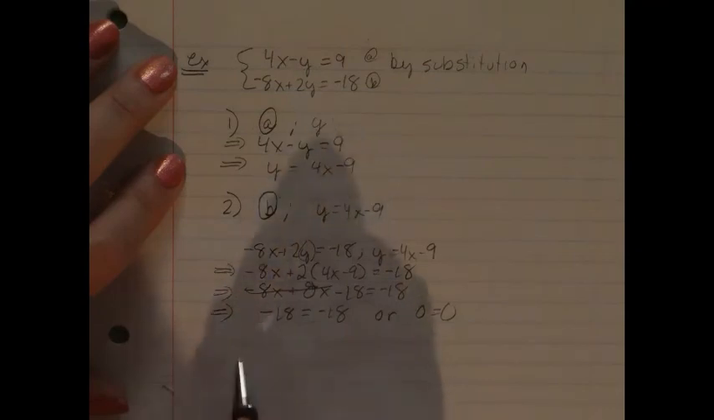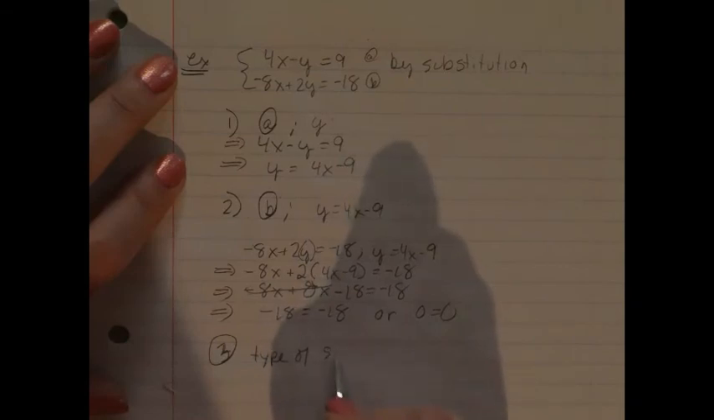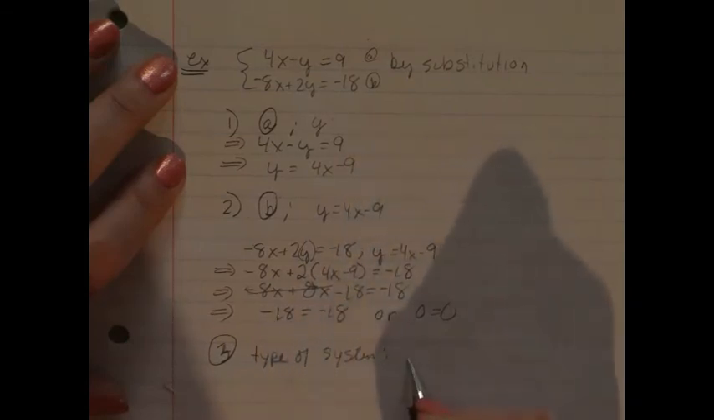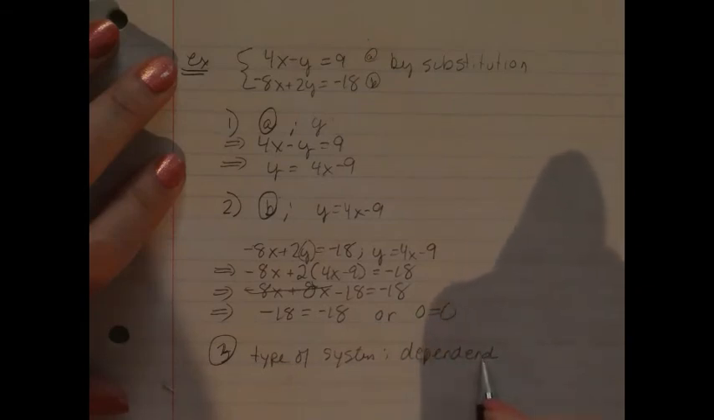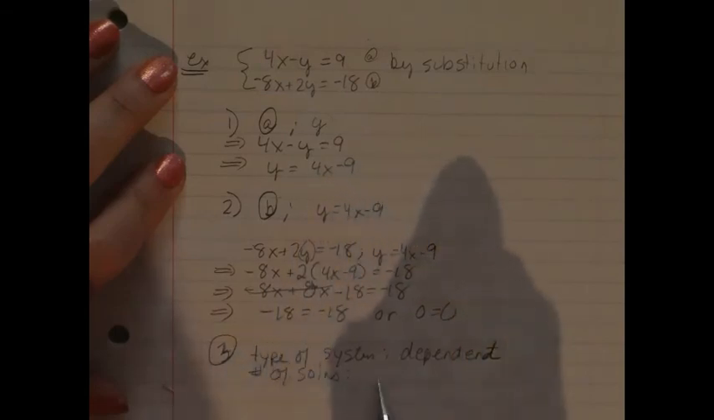Cool. What does that tell me about this problem? This should be step 3, not step 4. So, what type of system is this? This is a dependent system. I can spell it, honest. Dependent system. Number of solutions is infinite.